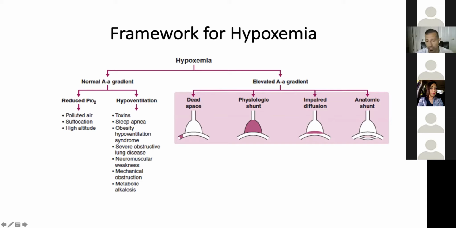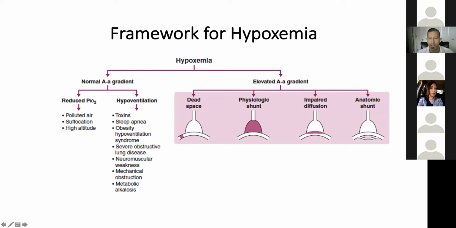You can have a situation where your V is excellent, your Q is excellent, but something, maybe fibrosis, is preventing oxygen from being able to diffuse across the membrane. And then finally, your V is excellent, your Q is excellent, the membrane is fine, but you have this shunt going across, taking deoxygenated blood across to the other side of the capillary.